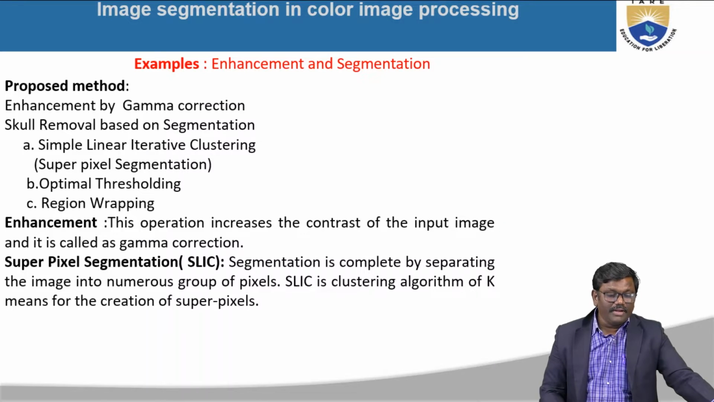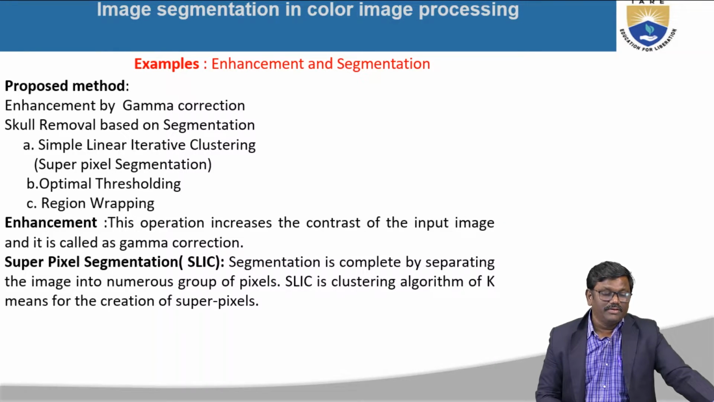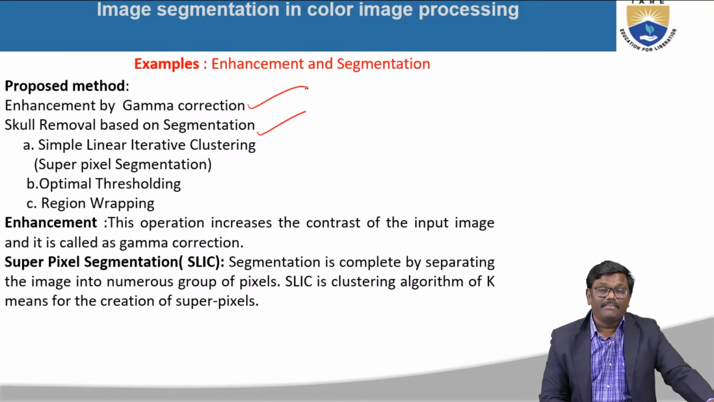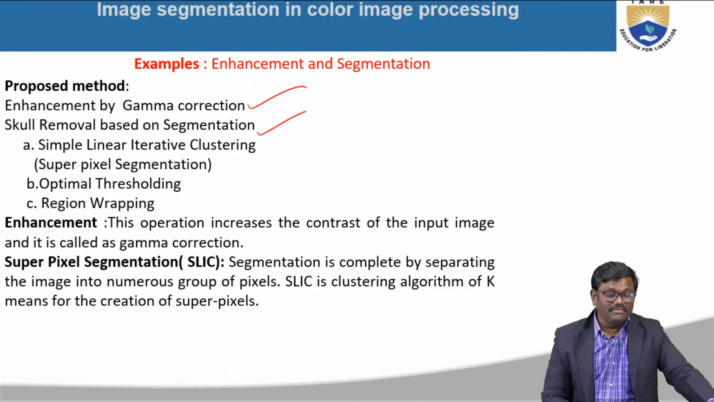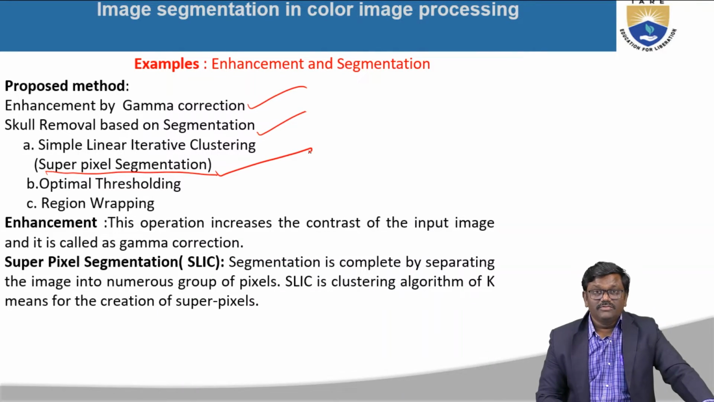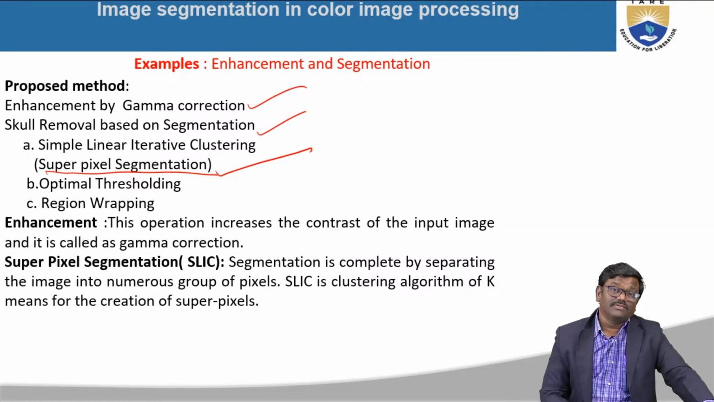So I'm continuing: the proposed enhancement and segmentation process is here. Along with the segmentation, we are also going to concentrate on gamma corrections. So what is this skull removal based on segmentation? We can simply understand it in the aspect of the superpixel segmentation process. Superpixel segmentation is a process that happens especially in the aspect of color image processing.